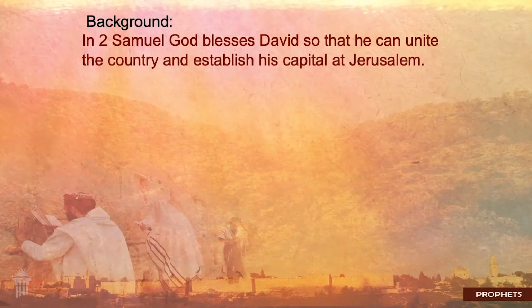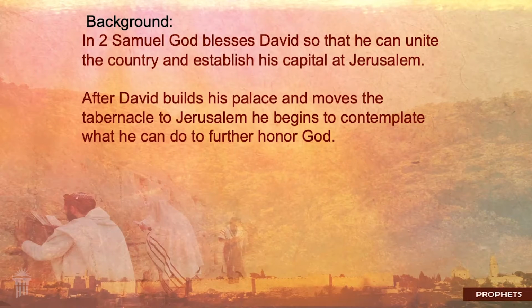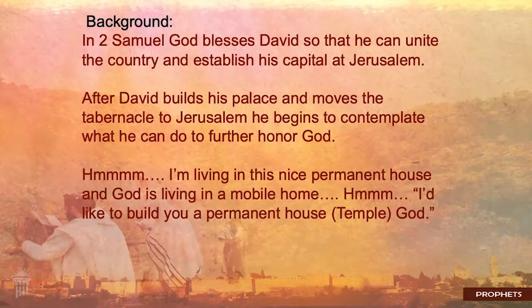And here is the background that we saw in Amos chapter 9, if you remember. In 2 Samuel, God blesses David so he can unite the country and establish his capital at Jerusalem. After David builds his palace and moves the tabernacle to Jerusalem, he begins to contemplate what he can do to further honor God. What he really wants to do is to build God a temple. I'm living in this nice permanent house, and God is living in a mobile home. I'd like to build you a permanent house, a temple, God. So all of this is not news to you, just trying to refresh your memory.